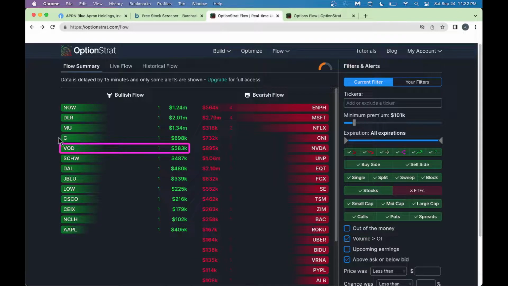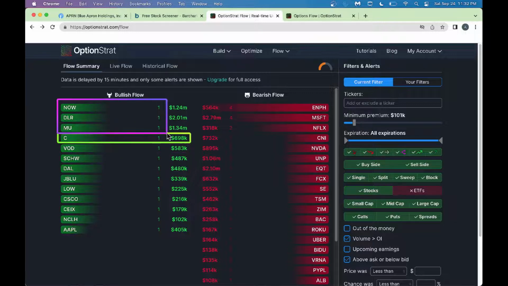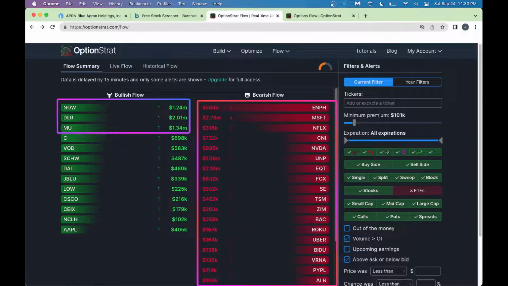And we got Citigroup. Looks like financials are back in the game here. Citigroup has got nice volume flow. And look, Micron and these stocks have got nice volume flow, in the millions, as you can see. On the negative side, you can see these are all negative flow.